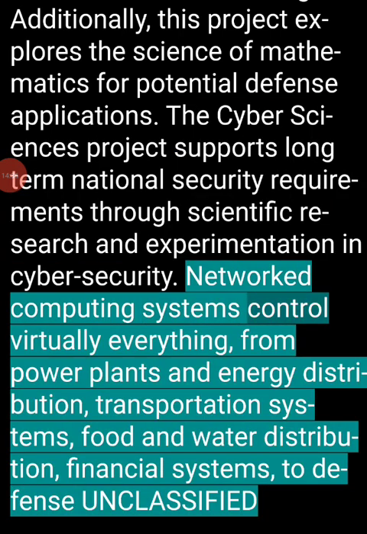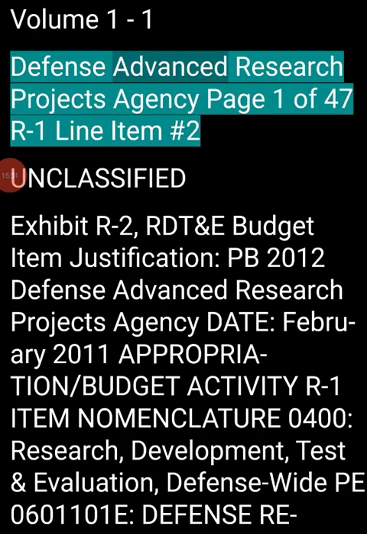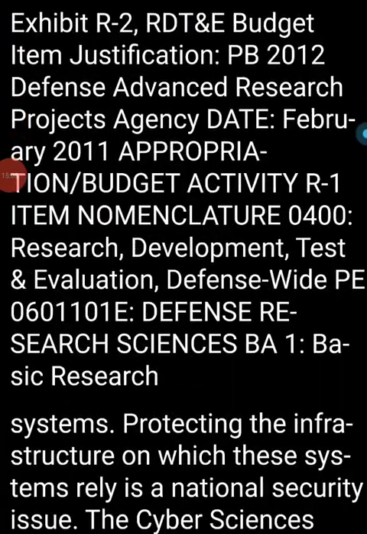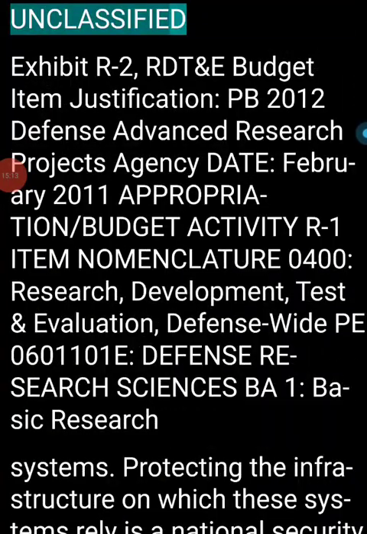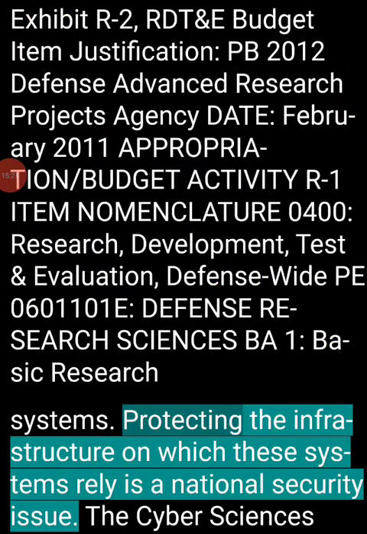Networked computing systems control virtually everything, from power plants and energy distribution, transportation systems, food and water distribution, financial systems, to defense. Unclassified. Volume 1-1. Defense Advanced Research Projects Agency, page 1 of 47, R1, line item number 2. Unclassified. Exhibit. Protecting the infrastructure on which these systems rely is a national security issue.